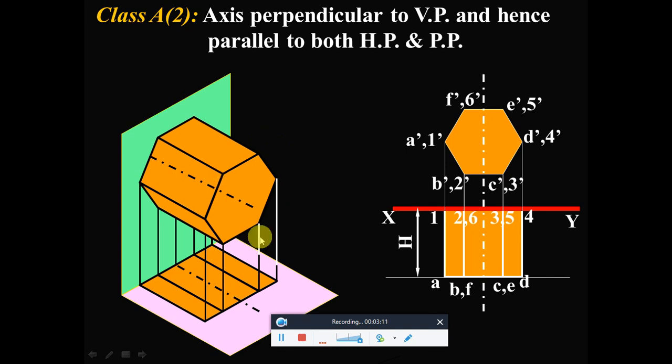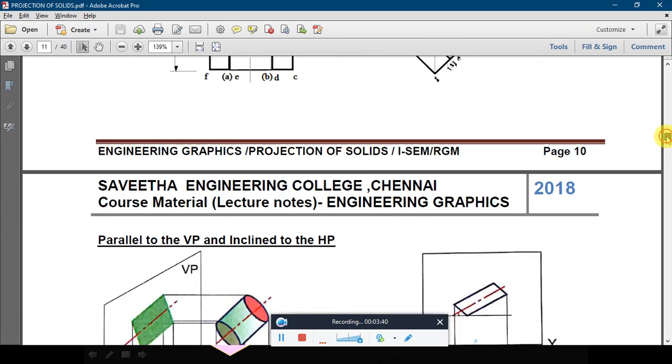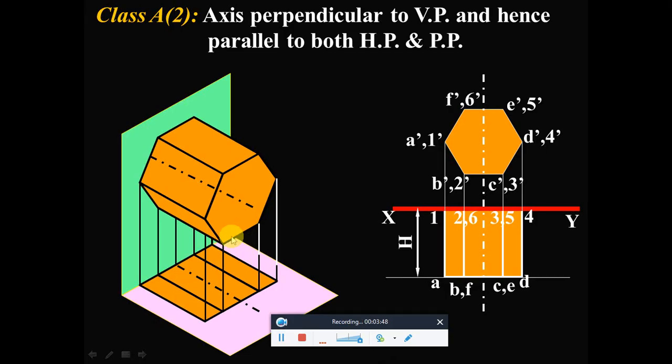Okay, and the next is the top view. You will be seeing a prism and give the namings as well. So coming back to the problem, the axis is inclined at 45 degrees to VP. As I said earlier, if something is inclined to VP, first draw the perpendicular position to VP, right? Here in our case a rectangular face lies on HP. You can see this is the rectangular face that is resting on HP. Like this condition, these are the rectangular faces. So one rectangular face is resting on HP for our problem.